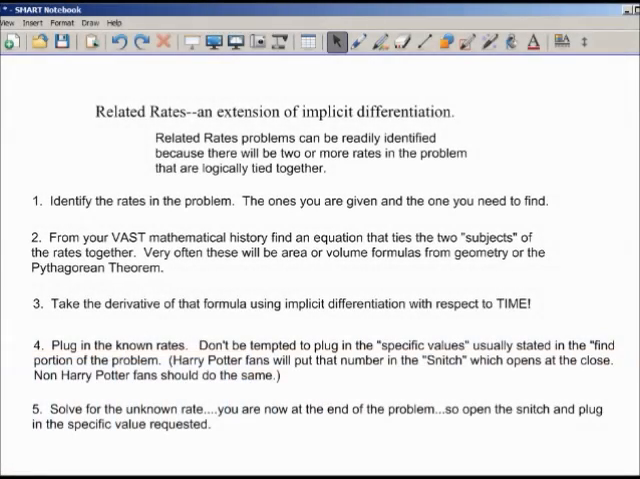I wanted to go over related rates with you. Right here I have an outline of the procedures that can help you to go through a related rates problem one step at a time. It's really an extension of implicit differentiation.